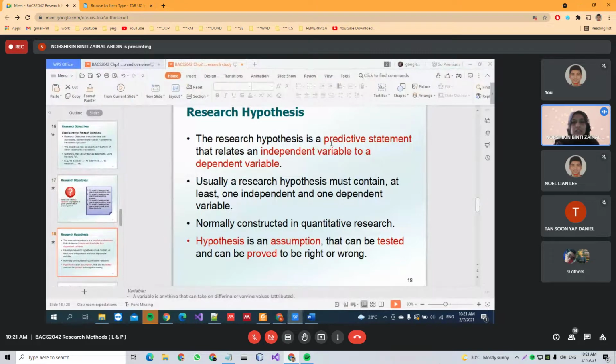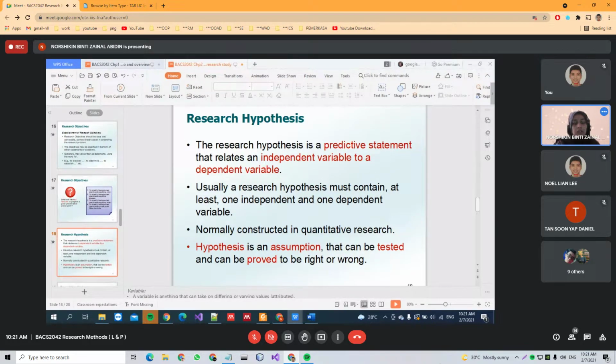So hypothesis is a predictive statement that relates an independent variable to dependent variable. So what is hypothesis? Hypothesis actually is something that you want to see or something that you want to justify using your research. For example, we use back the object A and object B just now. I cannot think what is the example for object A and object B. But hypothesis is something that you want to see or justify.